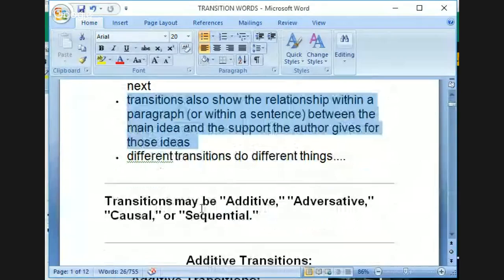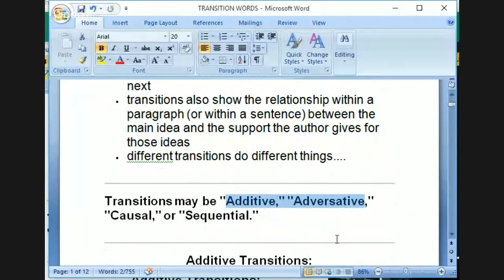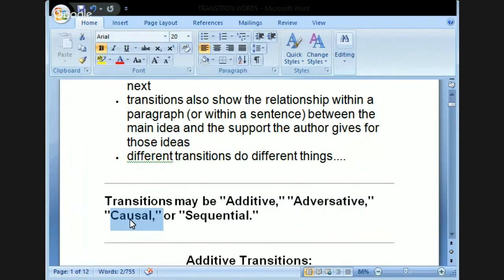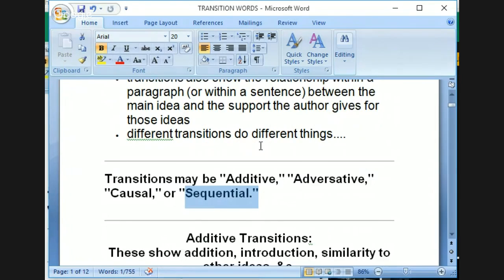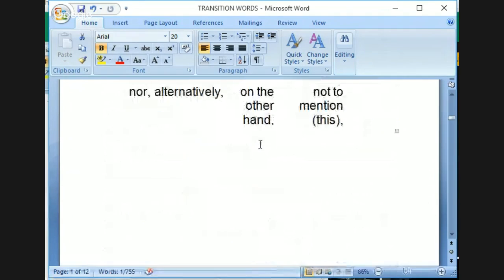They may be additive, adding information; adversative, showing a contrast; causal, showing cause and effect; sequential, like the order of things that happen. There are many. Actually, rather than look at these many possible transitions today, we're going to focus on using them by doing some exercises.